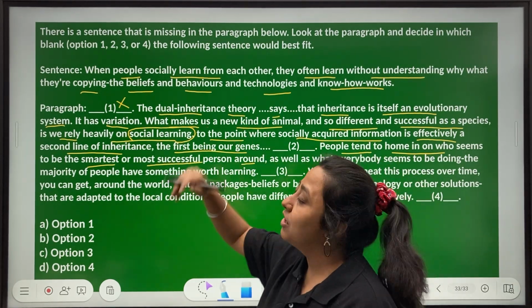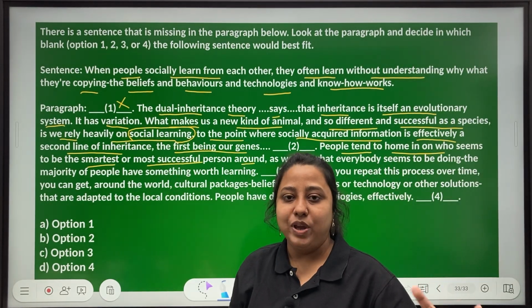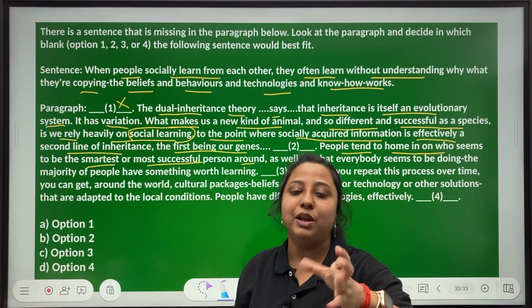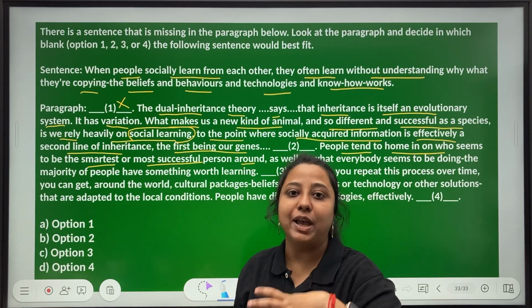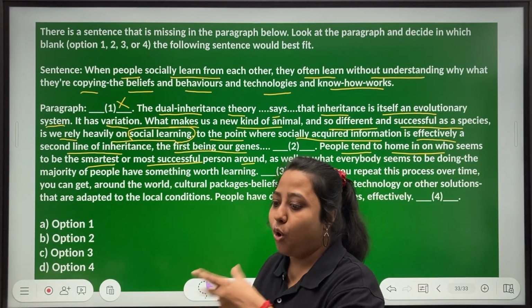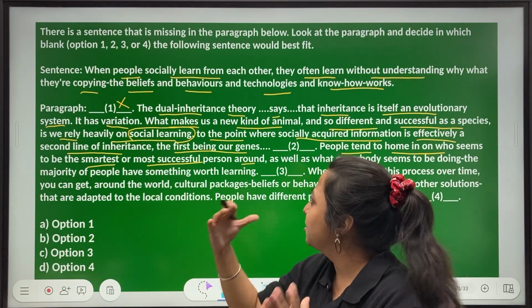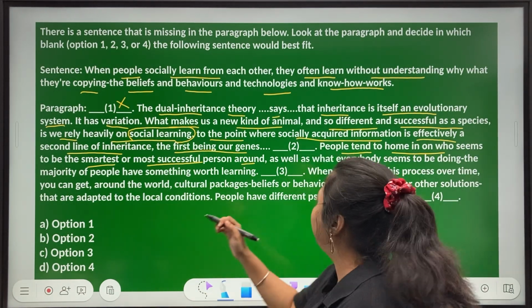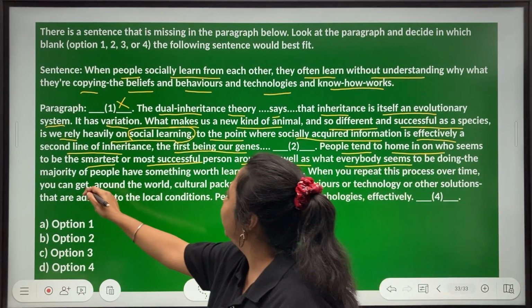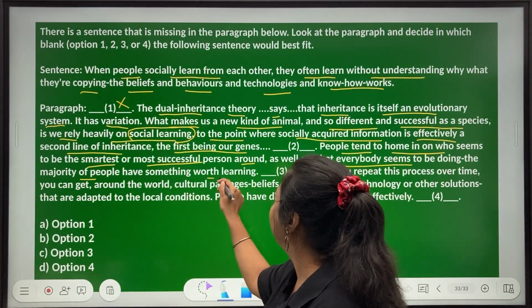So यही बात है ना, we are not aware, we are blindly copying, right? We are socially learning, we are blindly copying, and we are not aware of what we are picking up, why we are picking up. And उसके बाद ये है कि they try to copy those or imitate those who seem to be the smartest or the most successful people around, as well as what everybody seems to be doing. The majority of people have something worth learning.